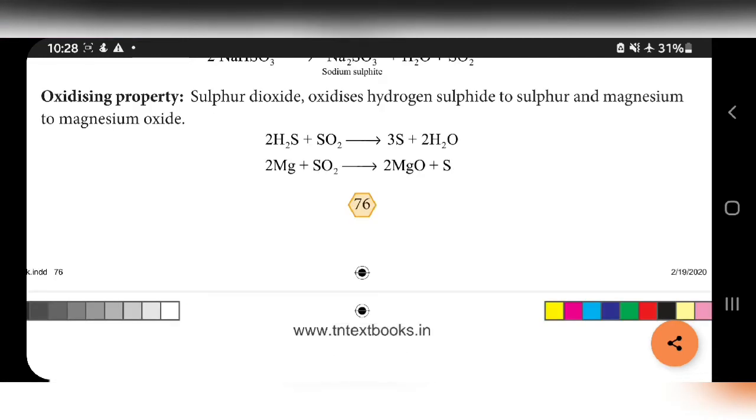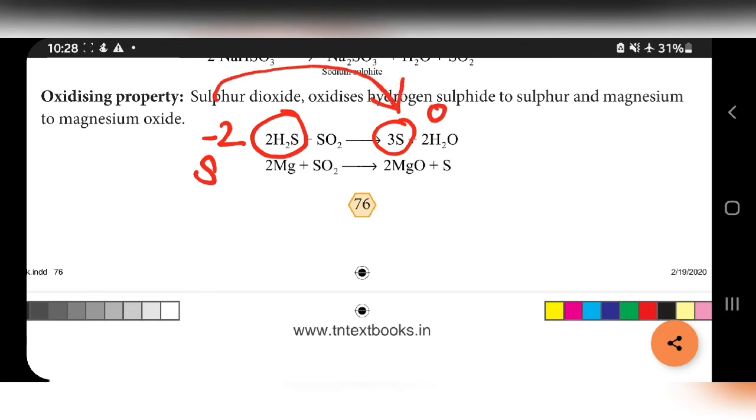Next one, oxidizing property. Sulfur dioxide oxidizes hydrogen sulfide to sulfur. In hydrogen sulfide, sulfur has a -2 charge, but here sulfur has 0 charge. So the charge is increased, which means oxidation takes place because of sulfur dioxide. So sulfur dioxide is an oxidizing agent.